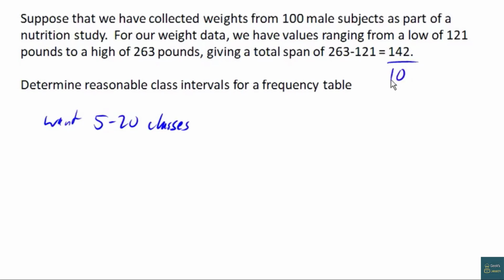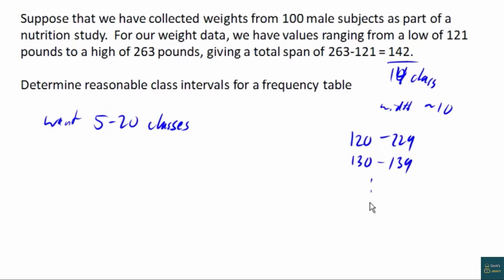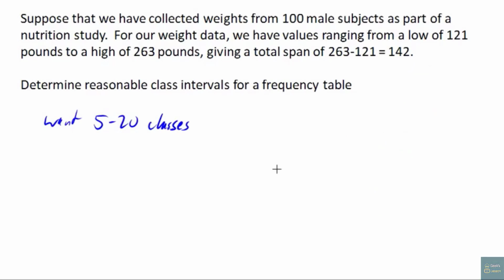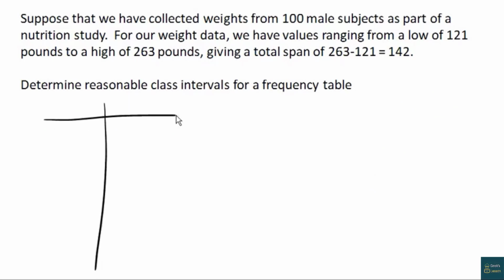Actually, let's do 14 classes. Then the width of each one would be around 10. So I could create a class like 120 to 129, and 130 to 139, and I'd end up with 14 classes that way. And so that'd be one option. I think I'm going to go for a slightly different approach here, and I'm going to make my classes a little wider. I'm going to use a class width of 15. So I'm going to start at 120, even though my data starts at 121, just because it's a nice number.